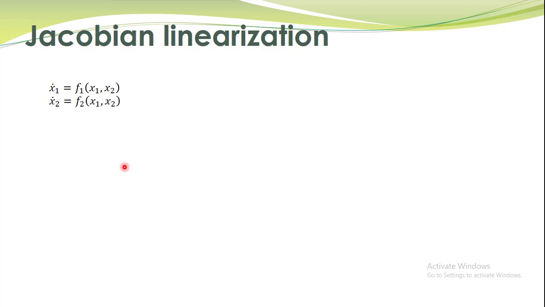For that purpose, let's again consider a second order nonlinear system described by these state equations f1 and f2. These are two nonlinear functions of the state variables x1 and x2. Let P be an equilibrium point for this system. P is a vector with P1 and P2 as its elements, and you already know how to determine the equilibrium points. Substitute all the derivatives equal to 0 and solve the equations for x1 and x2. That gives you the equilibrium points.